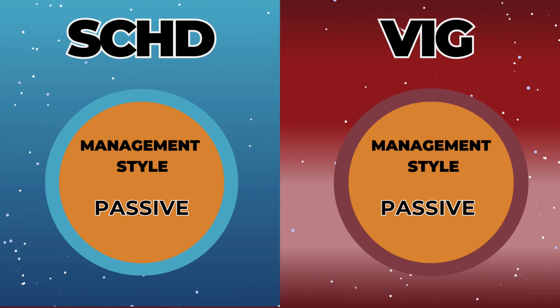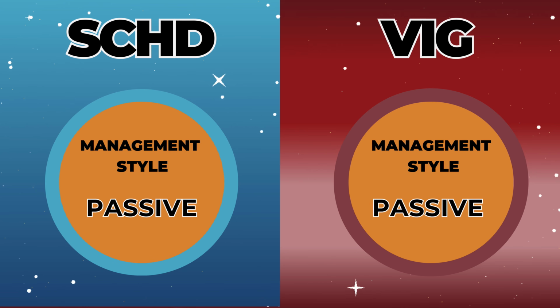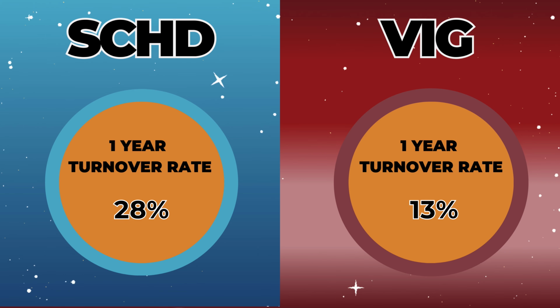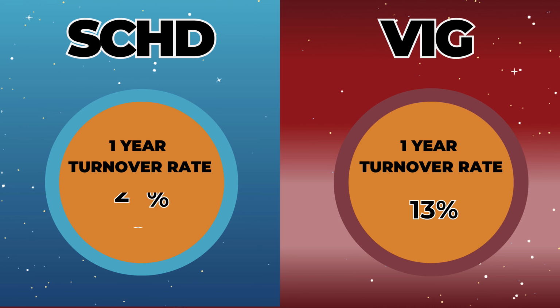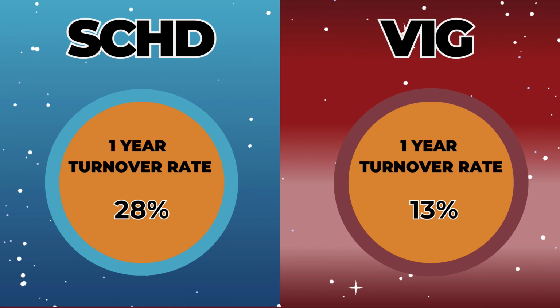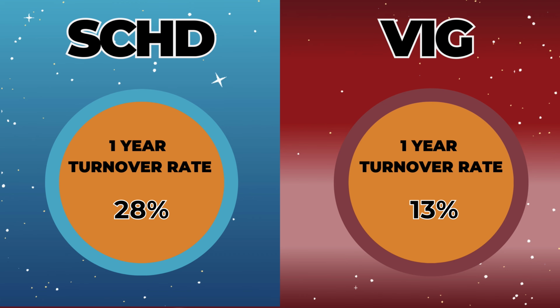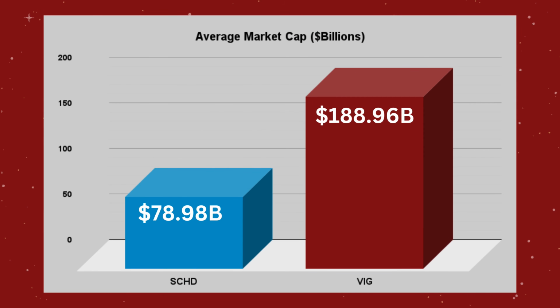Passive management helps keep costs low and also avoids the pitfalls of active stock picking. SCHD has an annual turnover rate of about 28%, indicating a slightly more active rebalancing approach, while VIG has a turnover rate of 13%. That signifies a more stable long-term approach. VIG's average market cap is $188.96 billion per company, suggesting a preference for larger, more established companies.